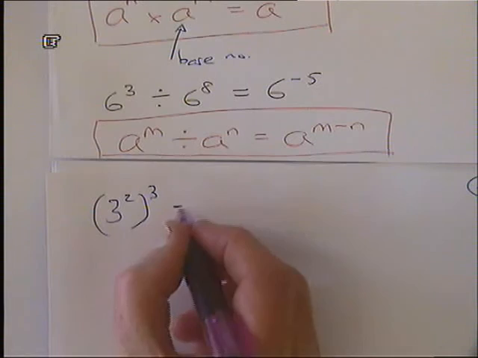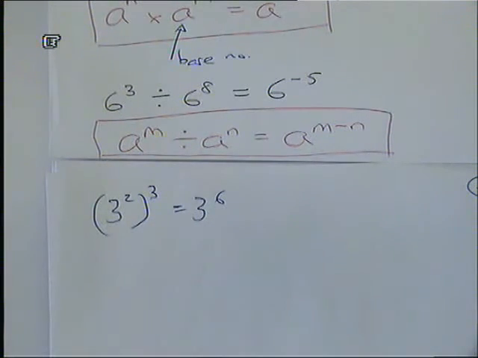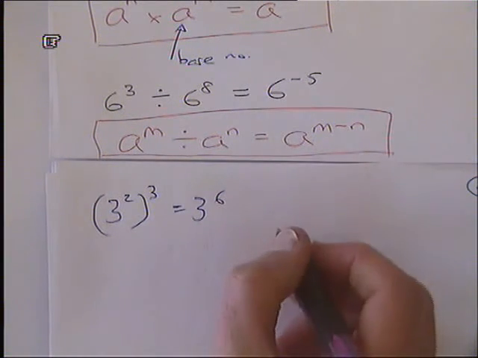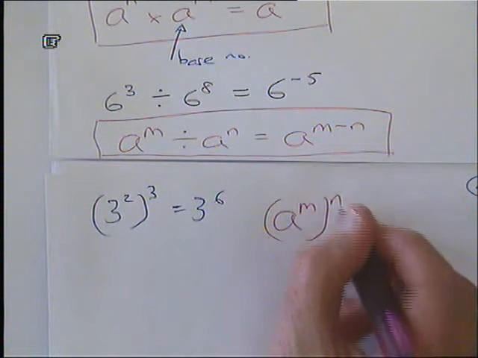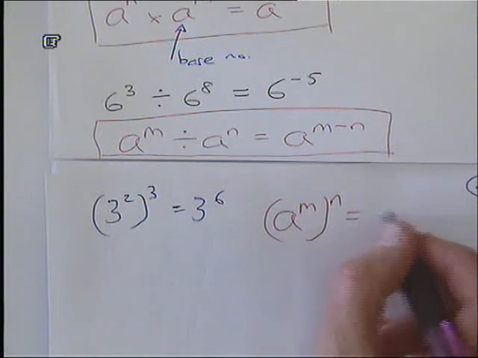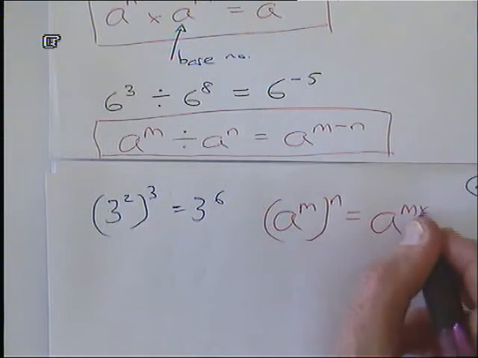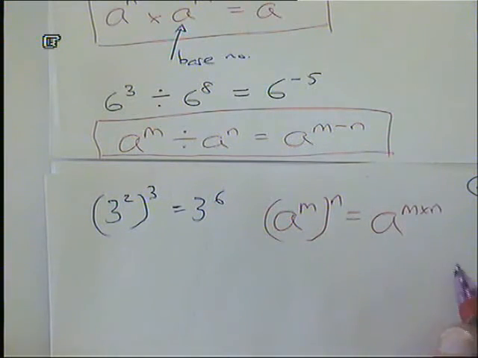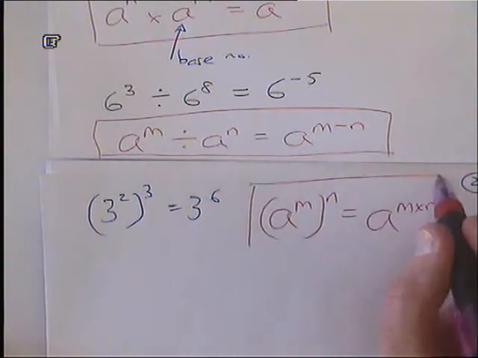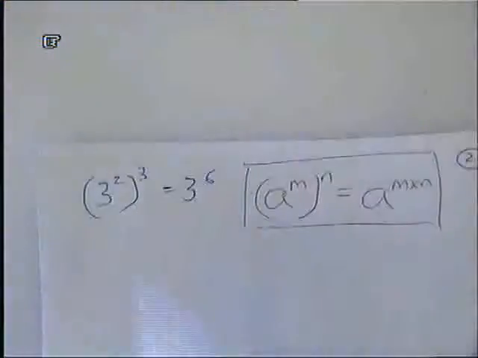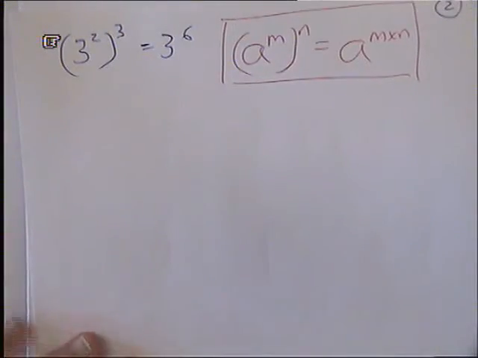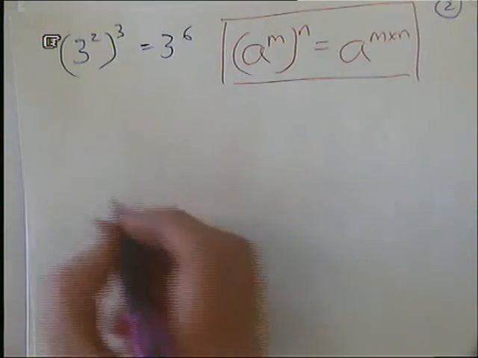Patrick? Do you want to give me the rule version, or do you want someone else to do it? A to the power of m, to the power of n, equals a to the power of m times n. Okay, I'll write it like that just to make it very clear. Yep, that's right. So a power to a power, you times the powers. So again, nothing new from GCSE.